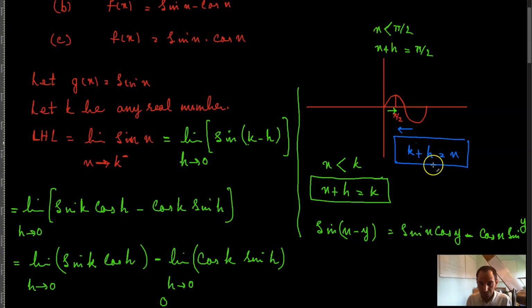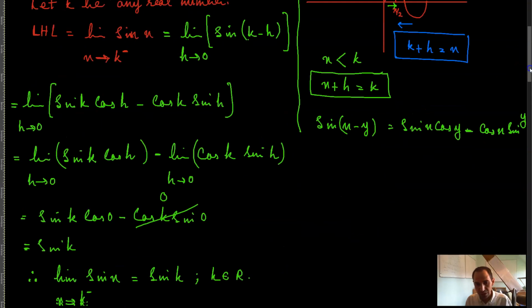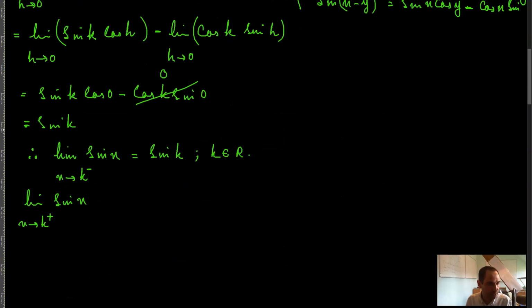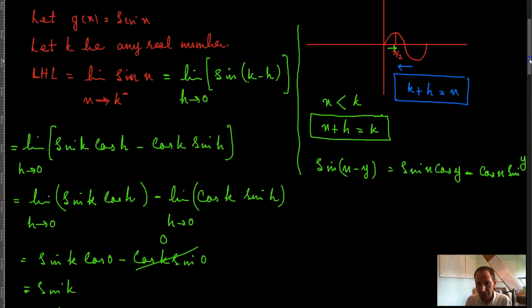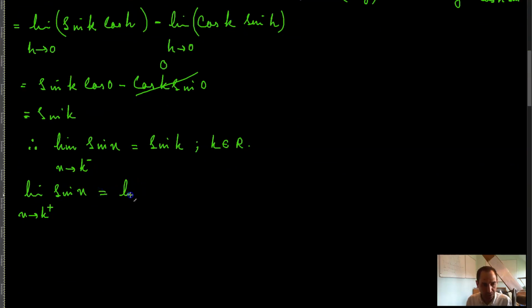So basically, long story short, the relationship between x, h, and k is this thing over here. Then instead of x, you can write k plus h. So you can write this as the limit of sine of k plus h, as x tends to k from the right.